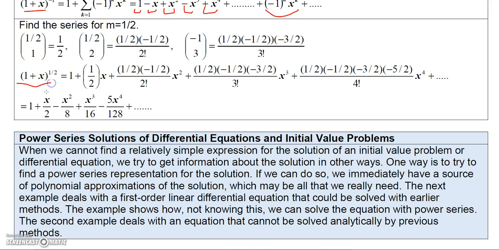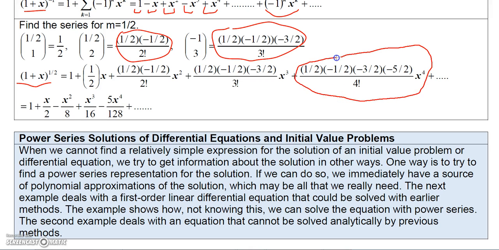So 1 plus x to the 1/2 power would be 1 plus 1/2 x, and then plus this number here times x squared, and then plus this number here times x cubed, and then if you continue that, you would get this number here times x to the fourth. And if you simplified all that, which I'll leave you to go through and do, you get this series of terms here.